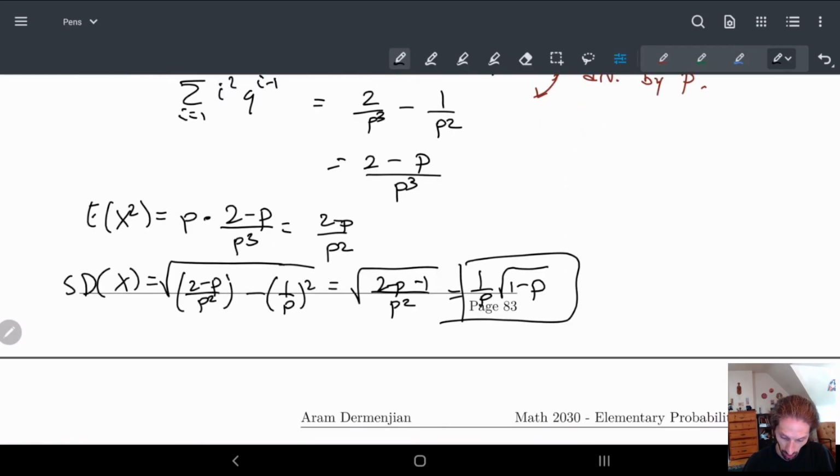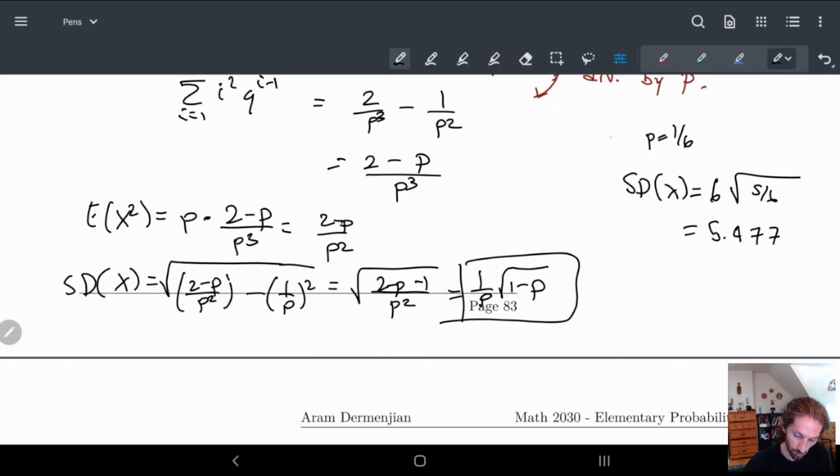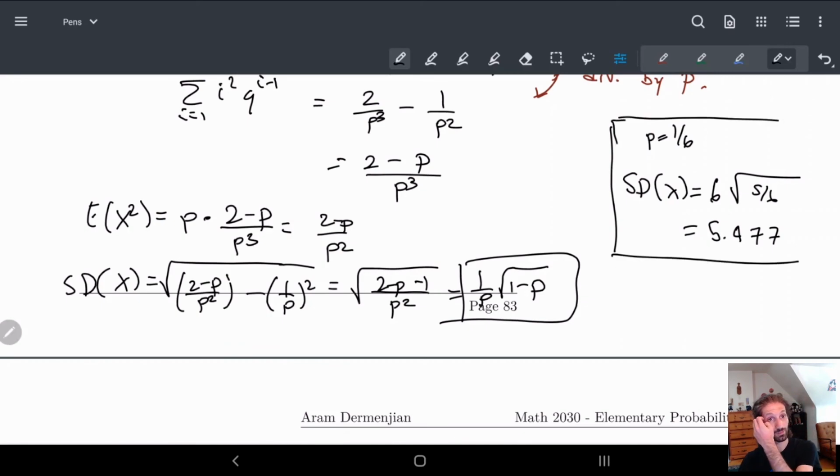And this is one of the hard things with these. So what do we get in our example? In our example, for the standard deviation of X, p is equal to 1/6. So we end up getting the standard deviation of 1 over 1/6, so this is 6 times 5/6, basically. If we run this out, we get 5.477. That's it for our standard deviation. So notice how these things aren't necessarily the easiest things to calculate.